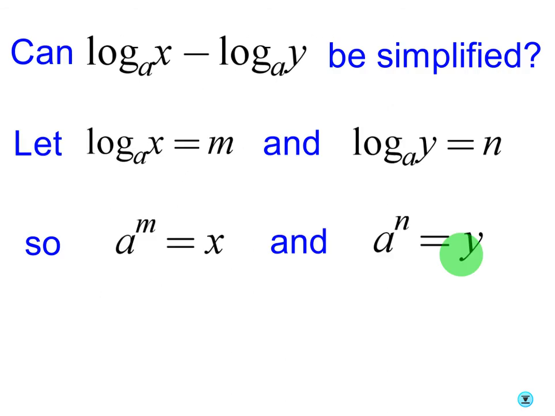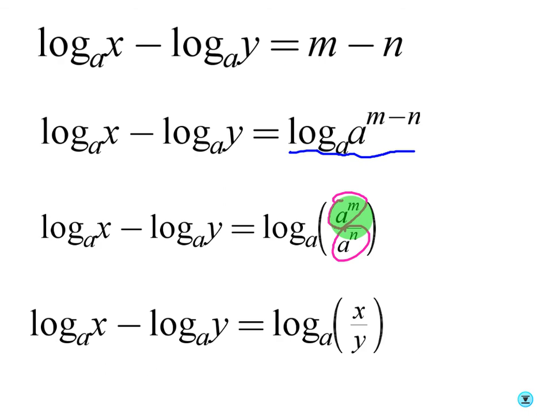But from the previous part of the proof, we said a to the m is equal to x and a to the n is equal to y. So we're going to replace a to the m with x and a to the n with y. And we've just shown something very simple: if you subtract two logarithms, all you have to do is make it one logarithm and divide the first by the second. So it becomes x over y in parentheses. It makes sense because when you multiply them, it becomes x times y. When you divide, it becomes x divided by y.